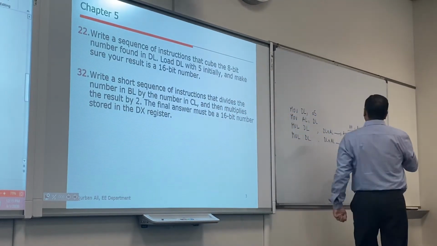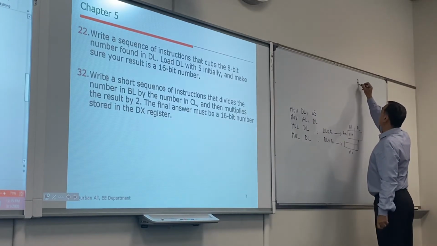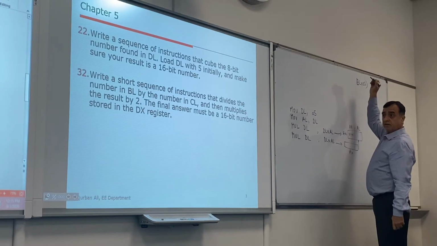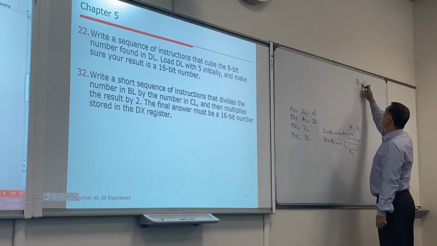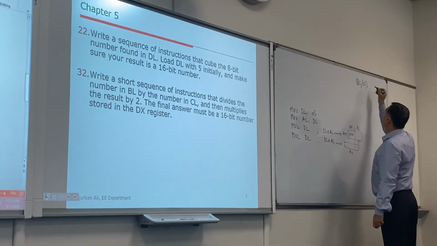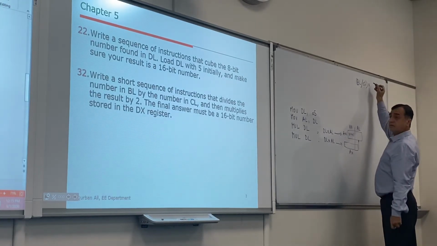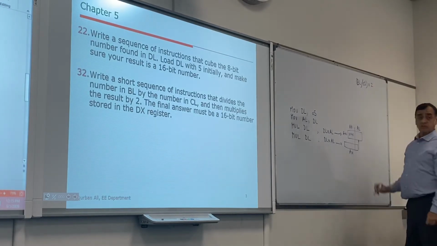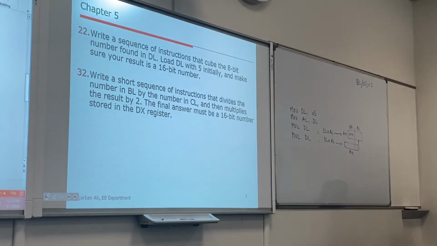So let's write down what we are going to do. BL by CL, divide. Then multiplied by 2. Multiplied by 2.